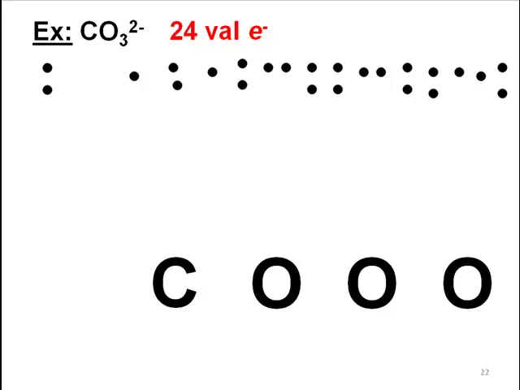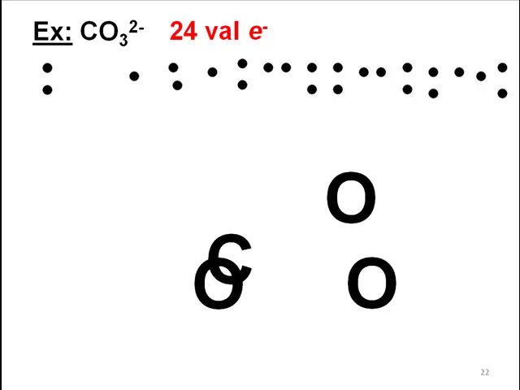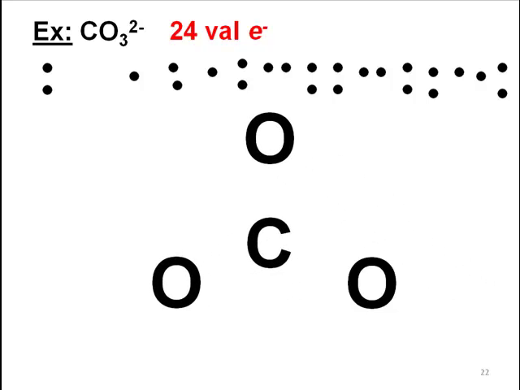All right. So we've got all our C's and O's. Which one should be in the middle? C. So we'll put C in the middle. Put these all around the outside. Now let's start single bonds.